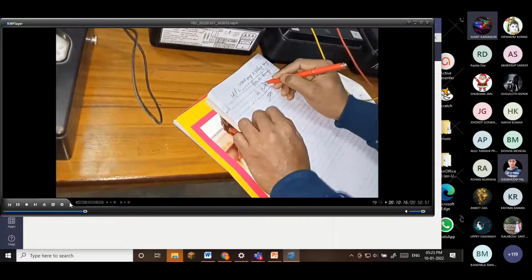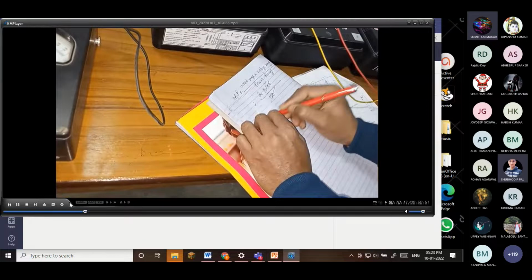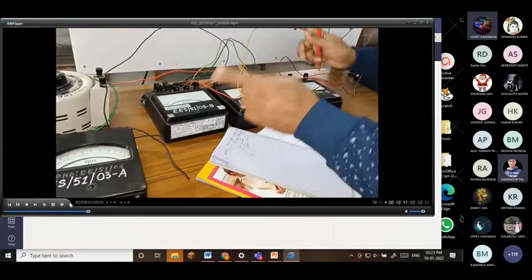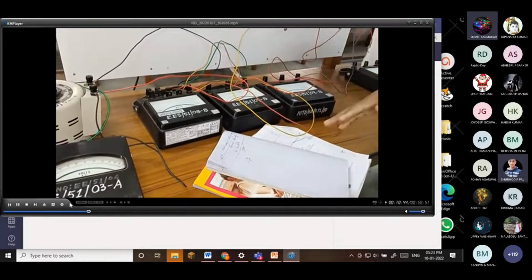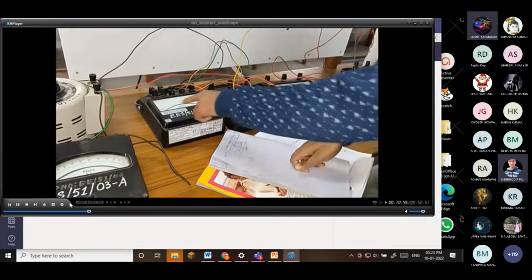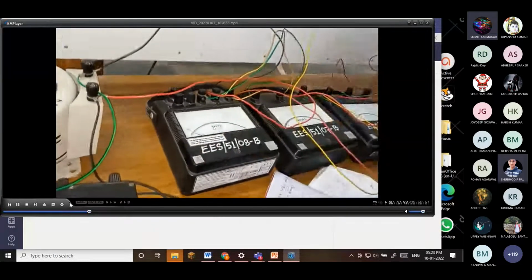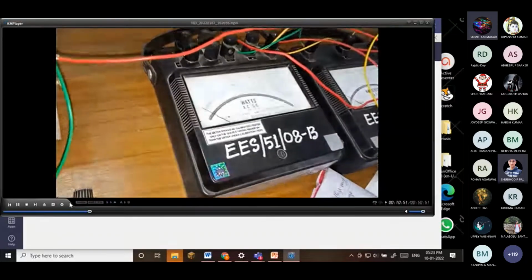So that means the multiplication factor will be 4. Now if the current range we would be using is 1 ampere and the voltage is say 150 instead of 300, then 1 into 150 by 150, in that case the multiplication factor will be 1. That means whatever power we get, we use the same power. But since here we have connected for 2 ampere and higher voltage, whatever reading we get from this wattmeter, we have to multiply it by 4.